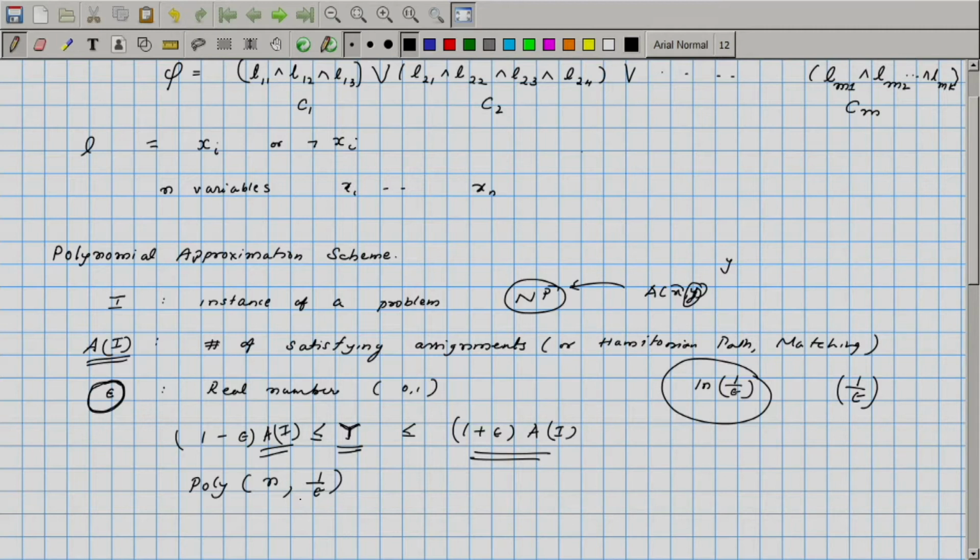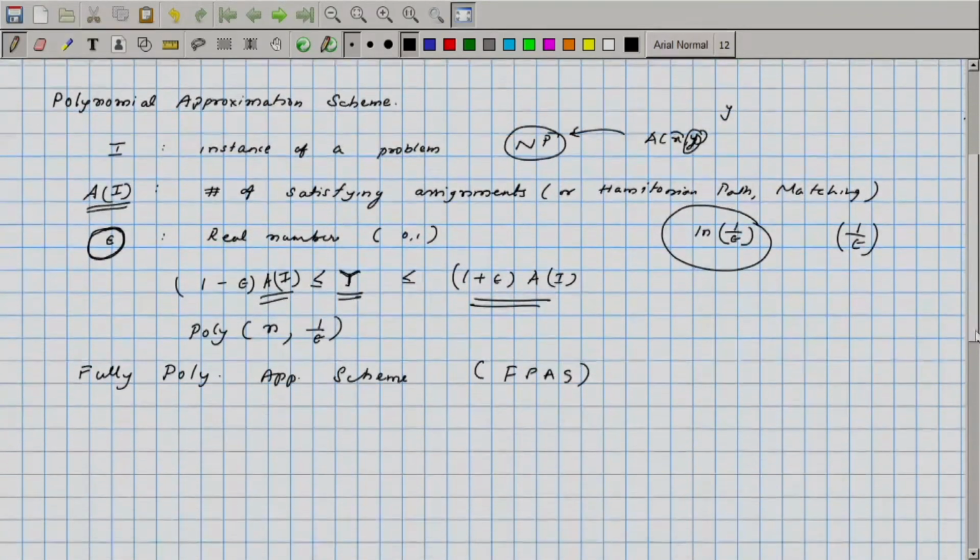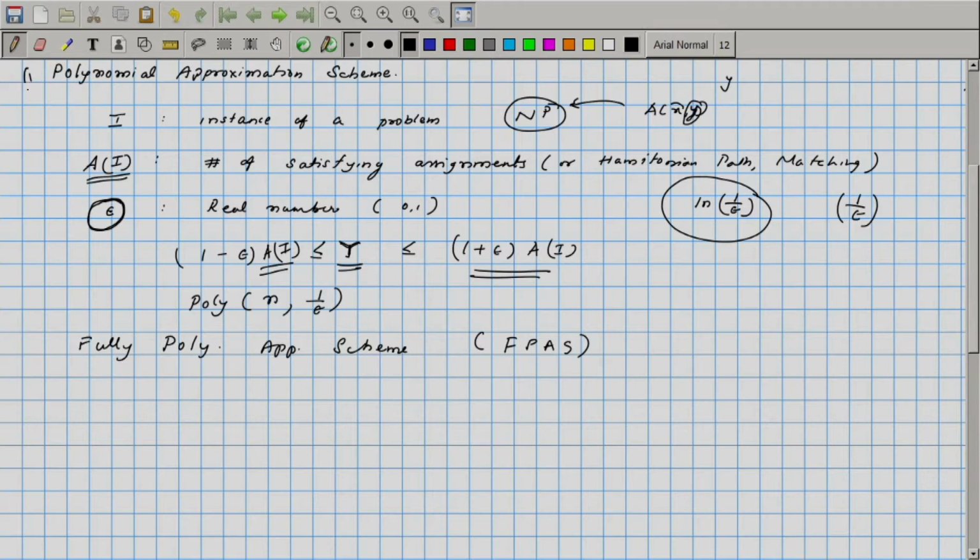And if we could find such an algorithm for every possible epsilon, then we will say that it is a fully polynomial approximation scheme, and we call it FPAS, because that is one notion of approximation. Here we insist that the algorithm has to be deterministic. So deterministically an output has to be generated which lies very close to the actual answer. It deviates from the actual answer by an amount epsilon. This is the first notion regarding approximation.